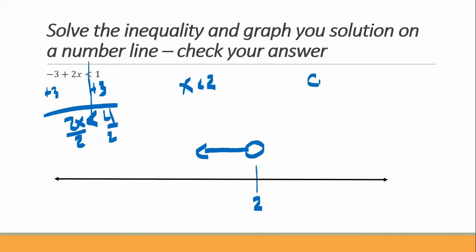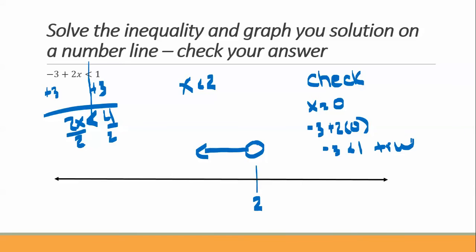To check your answer, you pick something in your shaded region. So any number, and you can pick any number that's less than 2. It's easiest if you pick 0, because then your variables drop out. So let's check x equals 0 to see if we find a true statement. So we're going back to our original equation, and we're doing -3 plus 2 times 0. That's -3 plus 0, which would be -3. Is that less than 1? This is true. So our answer is correct.